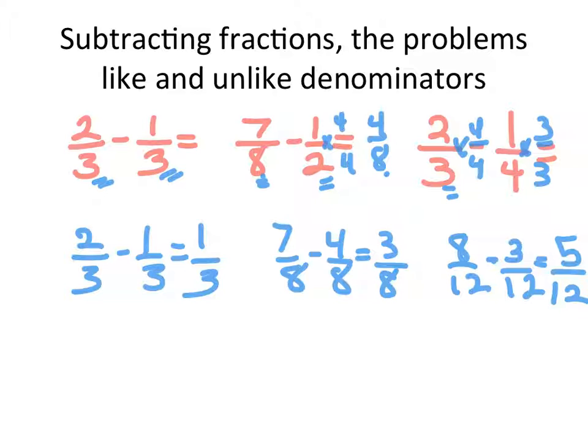So what we've done is we've cut each of the thirds into 4 pieces to get 12 total pieces. We've cut each of the fourths into 3 pieces to get 12 pieces. And we've made sure that we take the top number times the same amount, because that's just like taking it times 1. 2/3 times 4/4 is like taking 2/3 times 1. 1/4 times 3/3 is like taking 1/4 times 1. So we're just cutting the pieces into smaller pieces that match, and once those pieces match, then we can subtract, because we can subtract like things.